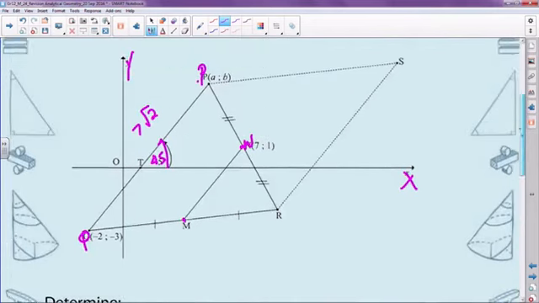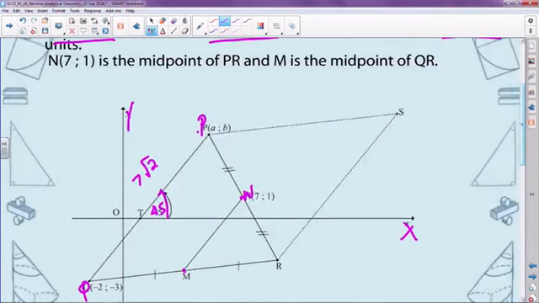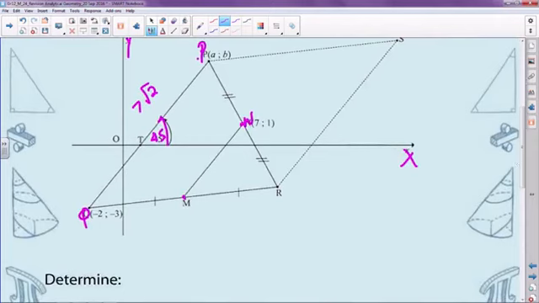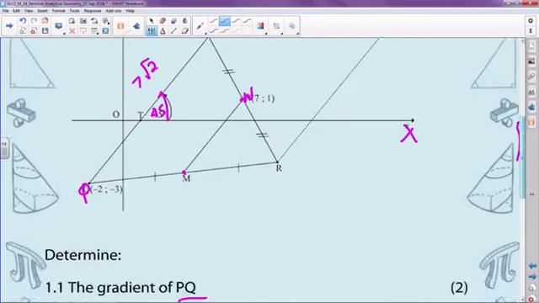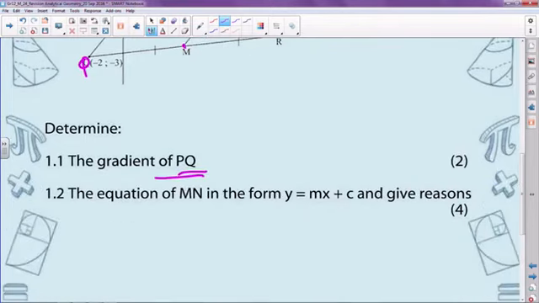Okay, already by listing all of that information from the given information onto your diagram, you should start thinking and formulating a plan. If they give me the angle that a line makes in the positive direction of the x-axis, the chances are they're going to ask you a question about the gradient or the angle of inclination, okay? And the first question proves that, because the first question says, determine the gradient of PQ.